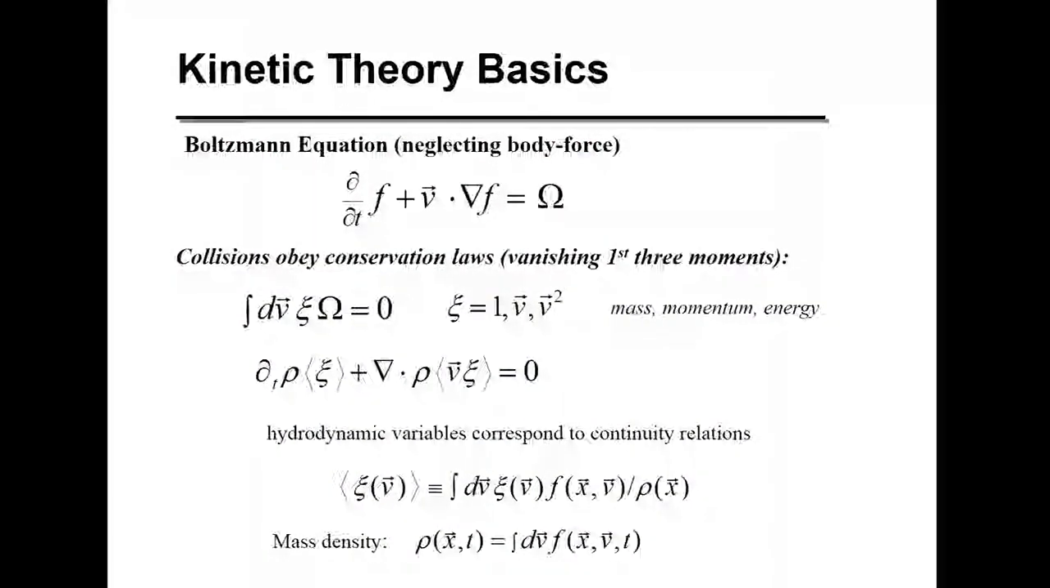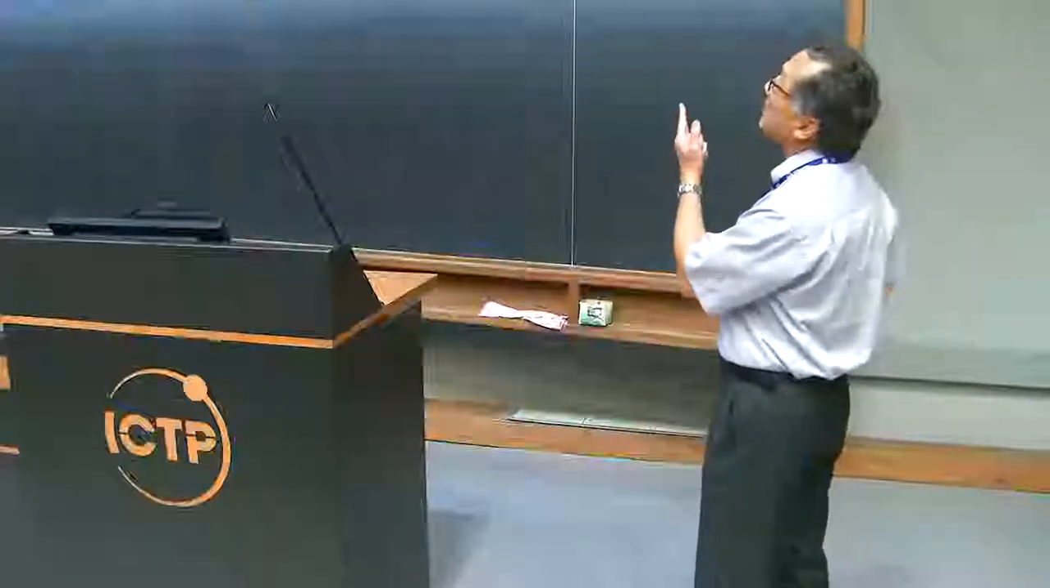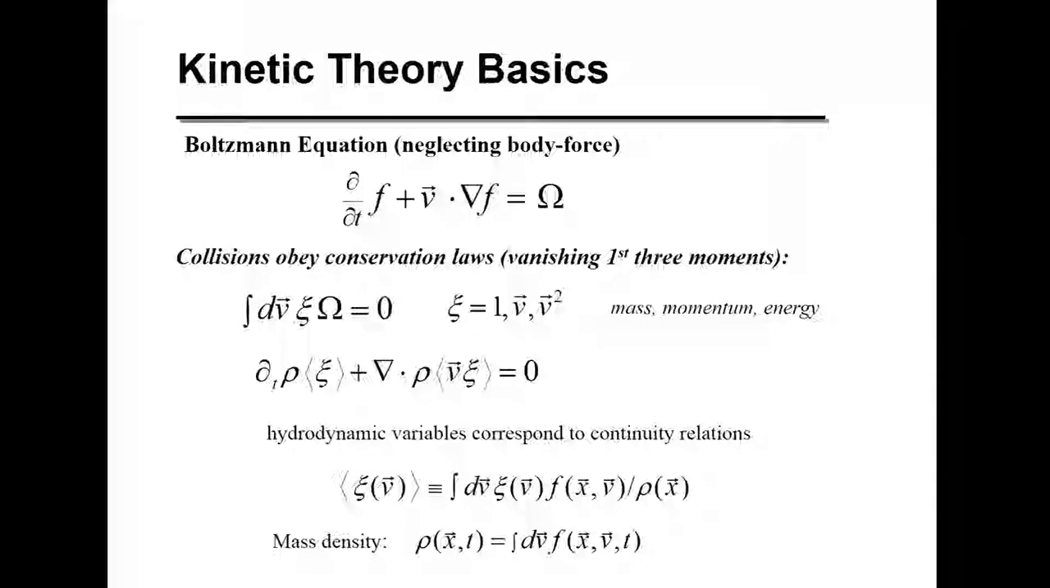Now, airflow can also be described, as we know, by the kinetic equation, the Boltzmann equation. So let's see how that can connect back to the Navier-Stokes. When you look at the Boltzmann equation, the right-hand side is representing a collision process. No matter how detailed the collision process might be, it must satisfy the fundamental conservation laws. So when you take the velocity moments of the right-hand side, because of no net increase or decrease of mass, momentum, and energy, the right-hand side vanishes.